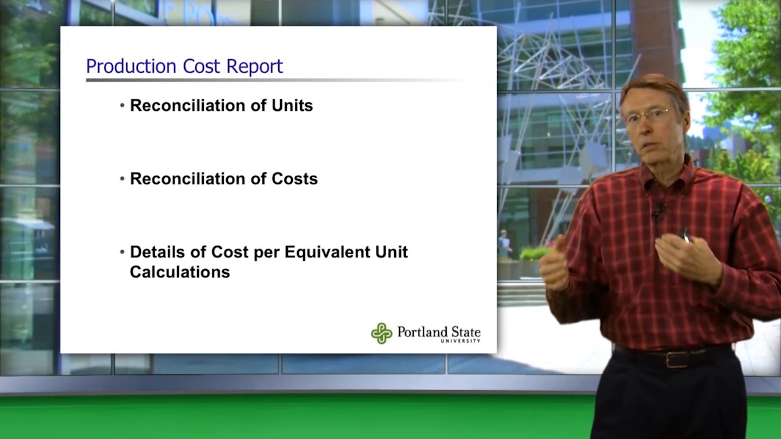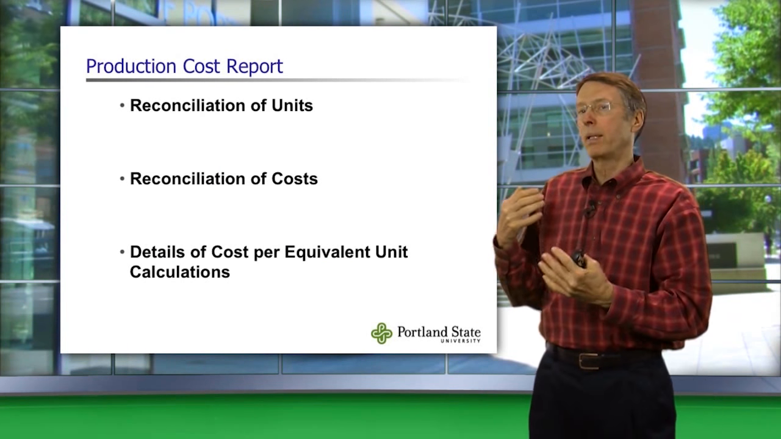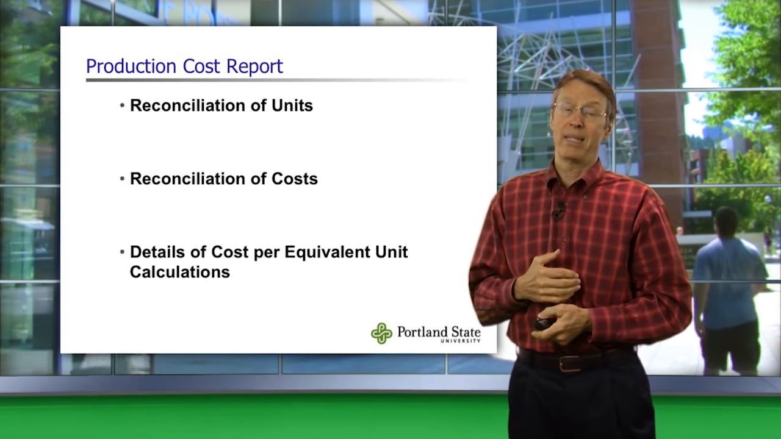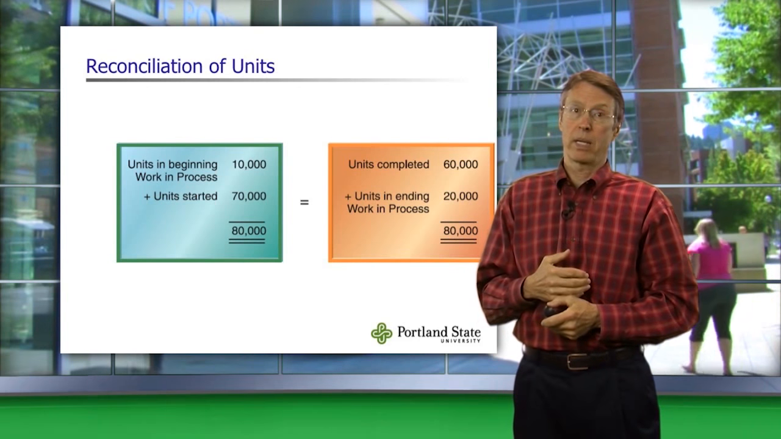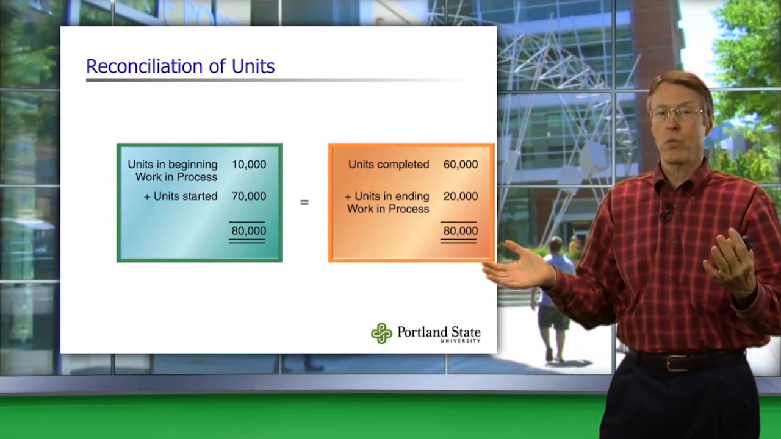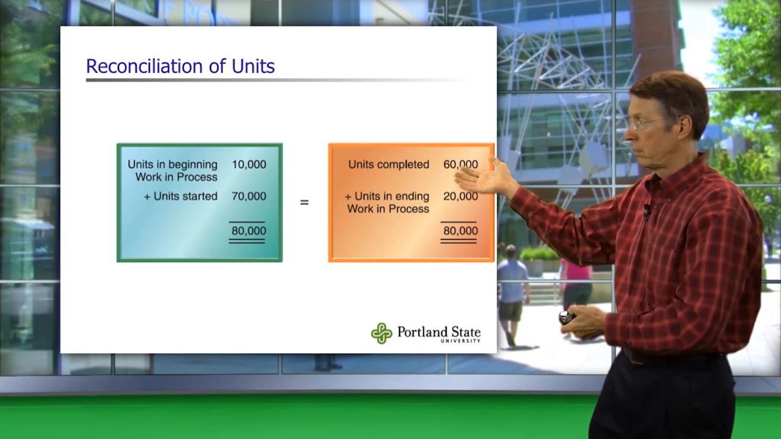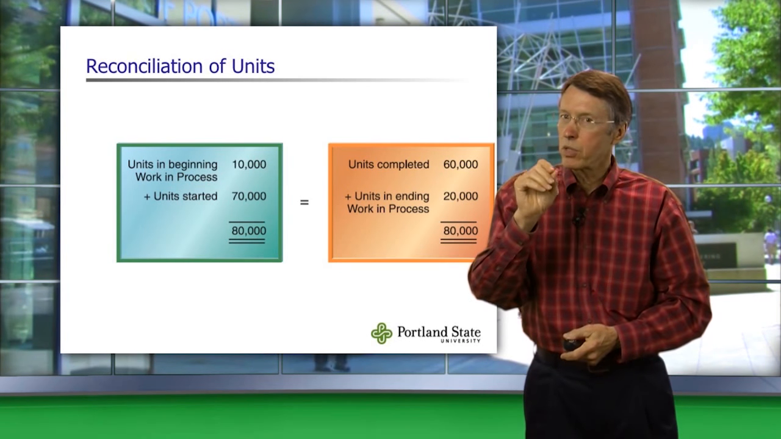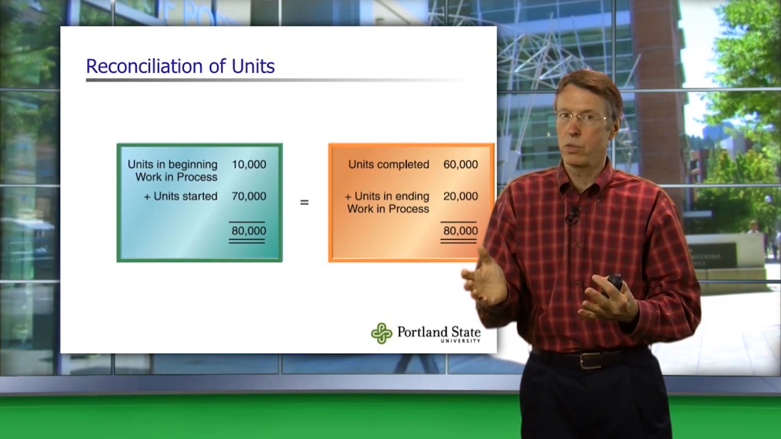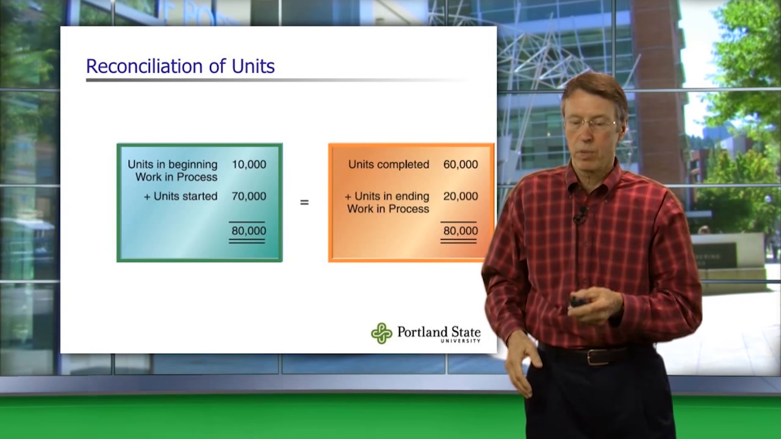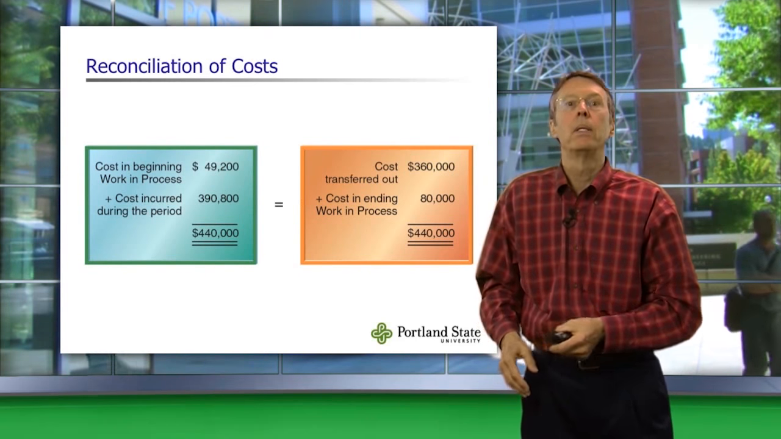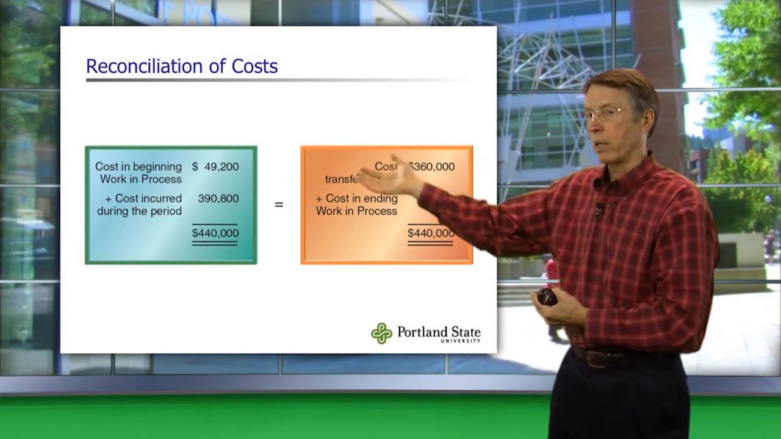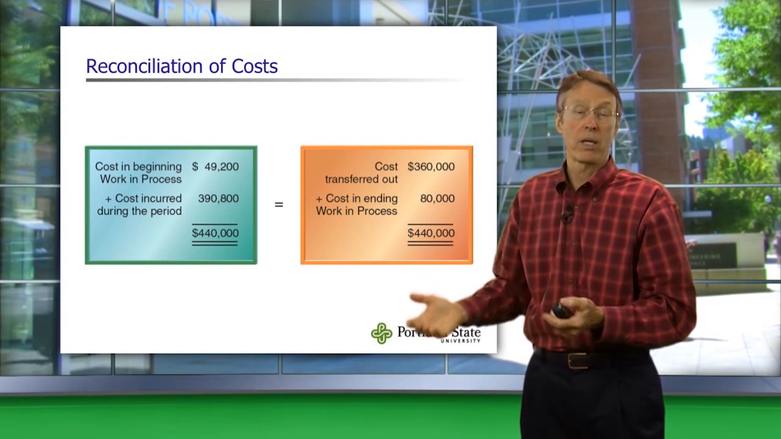Some of what we have to do at the end of a period is reconcile the number of units, the costs, and the details of our cost per equivalent unit calculations. Units should reconcile. If they don't, we've got some units we need to account for. Who knows? Maybe they're going out the door in people's lunch boxes. Costs have to also reconcile. Here you can see beginning plus added has to reconcile.